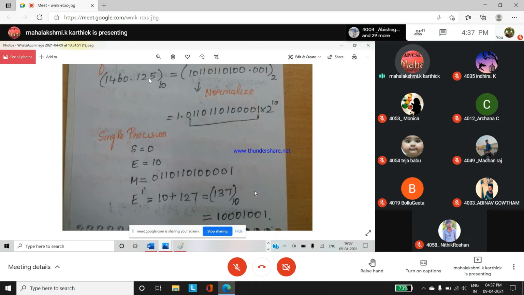1460.125 is a positive number. So for a positive number you have to mention the sign bit as 0. If it is a negative number, you have to mention it as 1. Any doubt with this? So sign bit 0. E, the exponential value, what is it here? 10, that you have to mention.